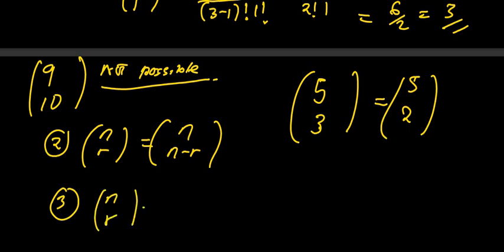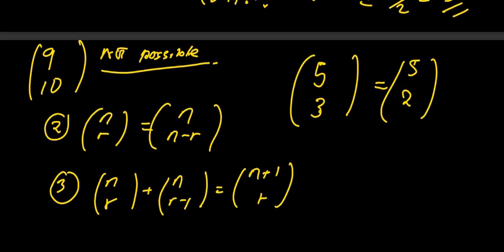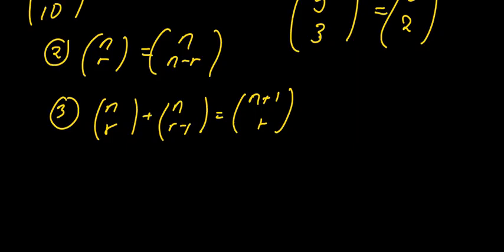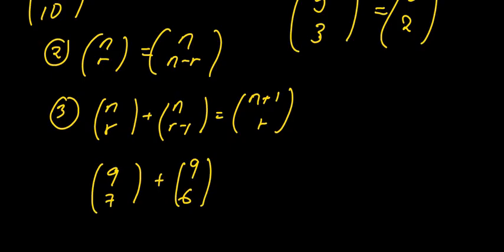Then we have the next expression, which is n choose r minus 1. This is equal to n plus 1 choose r. So this expression reads as n choose r plus n choose r minus 1 is equal to n plus 1 choose r, provided the terms that you are looking at on the left, you notice that the top guys are the same, right? 9, 9. Then the guys down differ by 1.